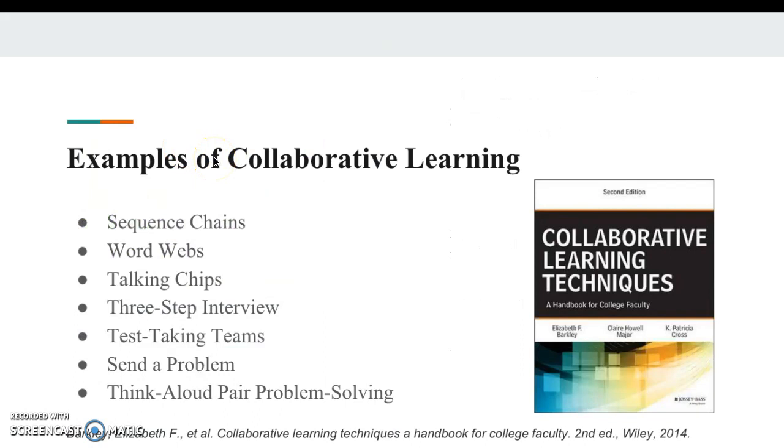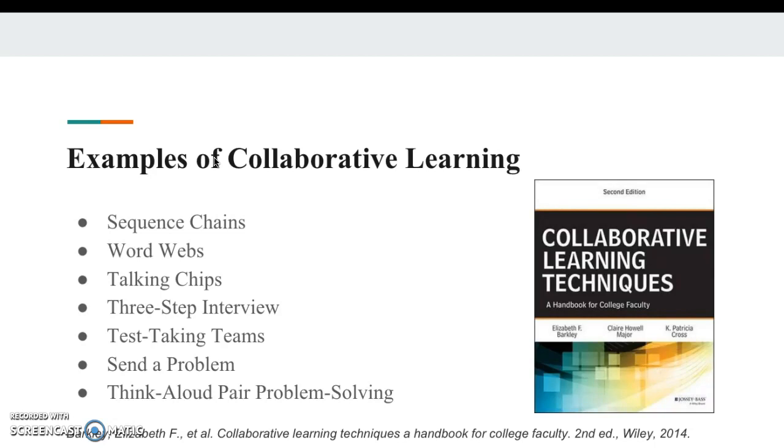These are the articles that we used with the Jigsaw method, just as a way to expose instructors to different examples of collaborative learning. What I'll do is give a very brief synopsis of each of the different types of collaborative learning, and again, you can read more about these in each of the separate links.